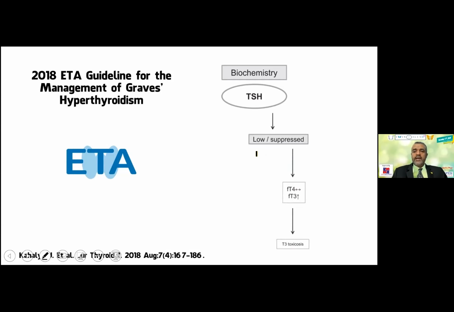If the patient has low or suppressed TSH with normal free T4 and high free T3, this is called T3 toxicosis. This is not our patient. And finally, if it is low or suppressed with high free T3 and high free T4, this is overt hyperthyroidism, and this is not our patient. Our patient is consistent with subclinical hyperthyroidism.